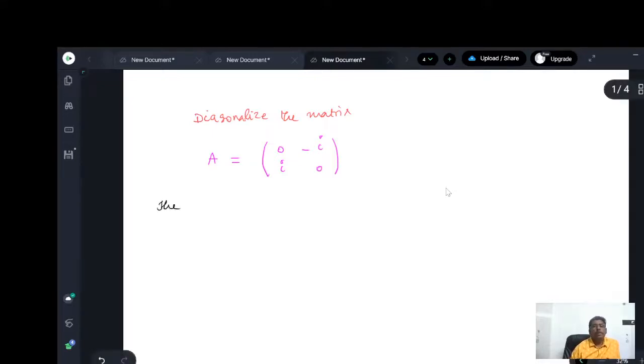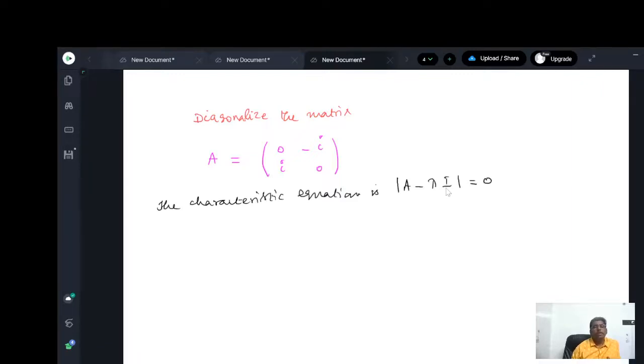The characteristic equation is determinant A minus lambda equal to 0. In our case, minus lambda, determinant minus lambda, minus i, i, minus lambda equal to 0.